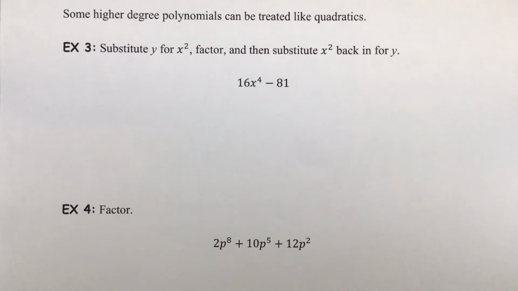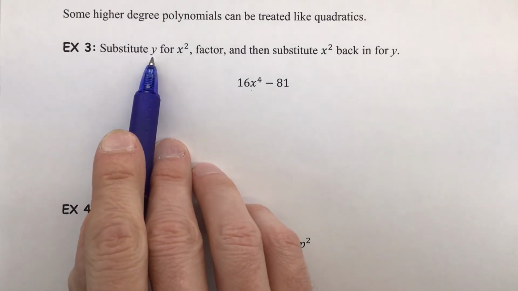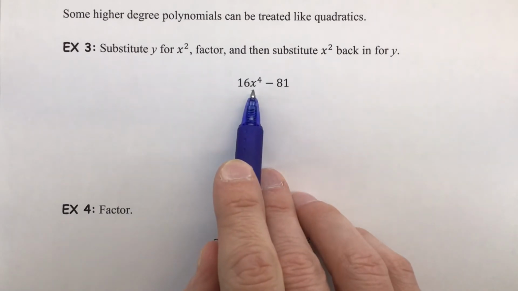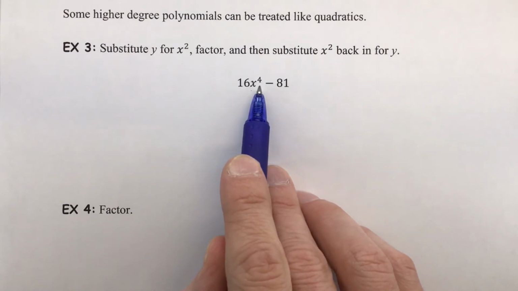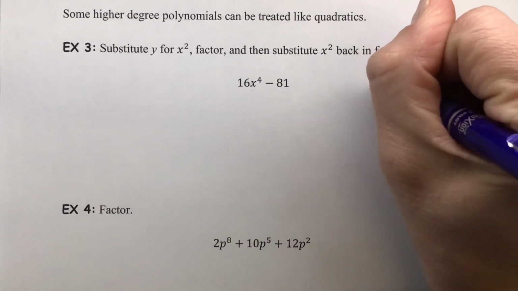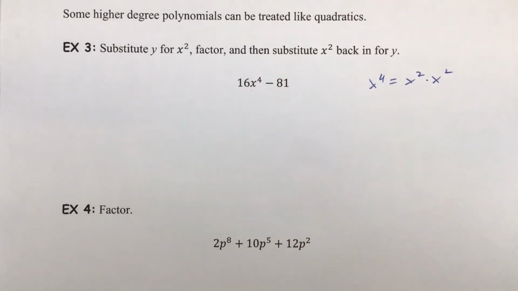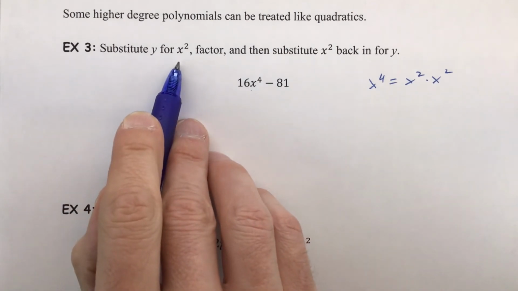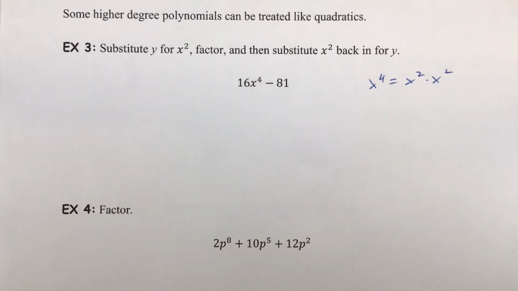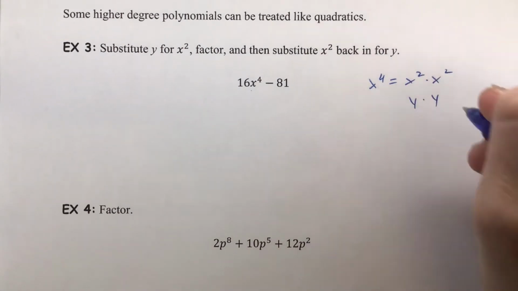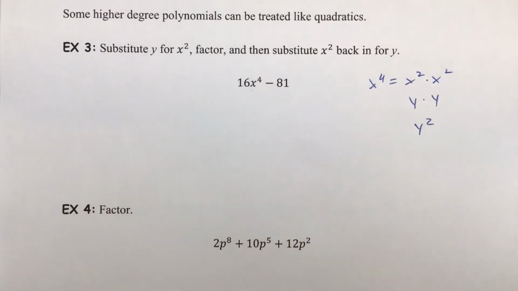All right, for example 3, I'm going to suggest that you substitute in a different variable here. Okay, we're going to use a y. We're going to let y represent x squared. Okay, what we've got in our problem is x to the 4th power. Now x to the 4th power is the same thing as x squared times x squared. So if I let y represent x squared temporarily, I could rewrite x to the 4th power as y times y, which is y squared. So it looks like this.